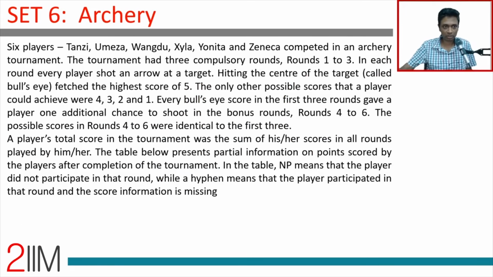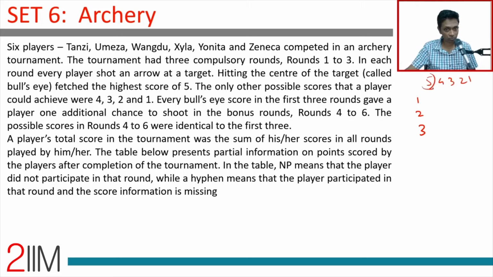Archery, 6 players. Tanzi, Umeza, Wangdu, Xyla, Yonita and Zeneca. TUWXYZ. No V. Competed in an archery tournament. The tournament had 3 compulsory rounds. Rounds 1, 2, 3. In each round, a player shot an arrow at a target, understandably. Hitting the center of the target, called bullseye, fetched 5 points. Highest score of 5. The only other possible scores a player could achieve were 4, 3, 2, 1. So 5, 4, 3, 2, 1 are the scores they could achieve.